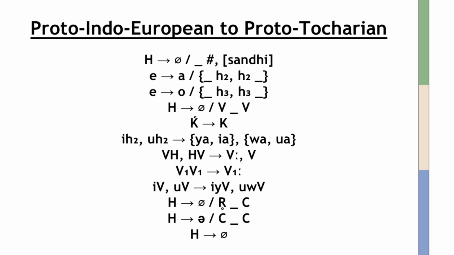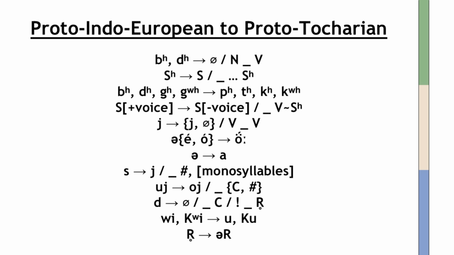Laryngeals vocalise to schwa between consonants, and are lost elsewhere. The labial and alveolar aspirates are lost after nasals, then aspirates deaspirate before later aspirates. The remaining aspirates devoice, and adjustments are made to resultant reduplicated forms. Y is often lost intervocalically, and schwa merges with A. Final S becomes yod in monosyllables, and D is lost before non-syllabics.